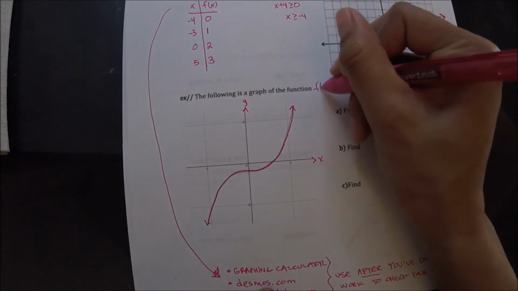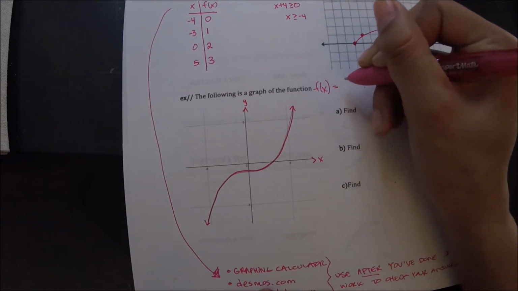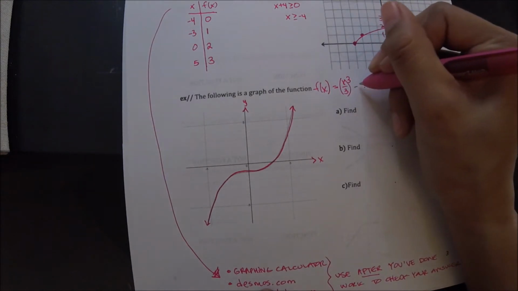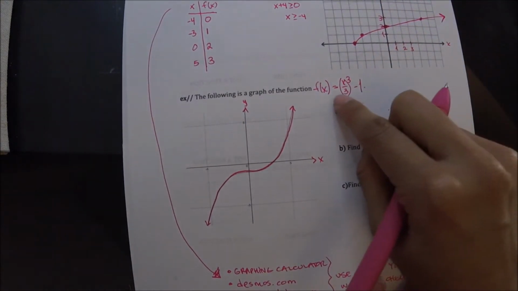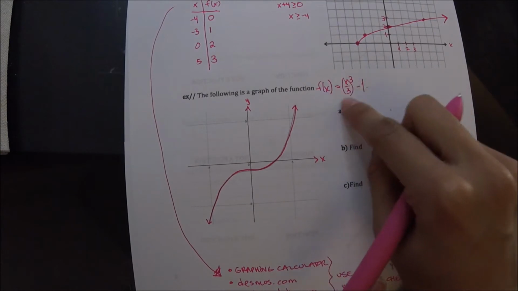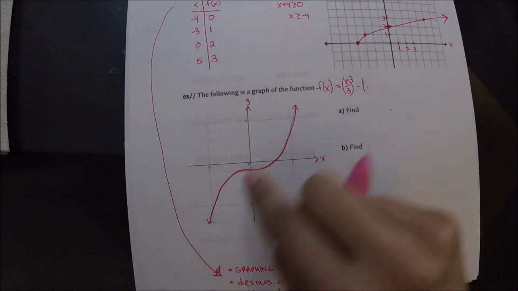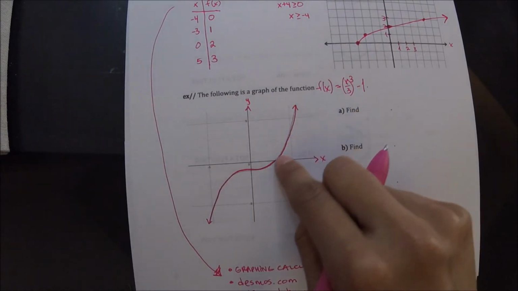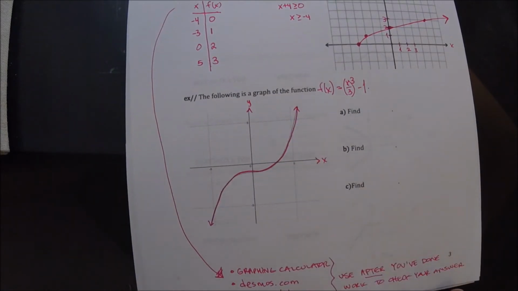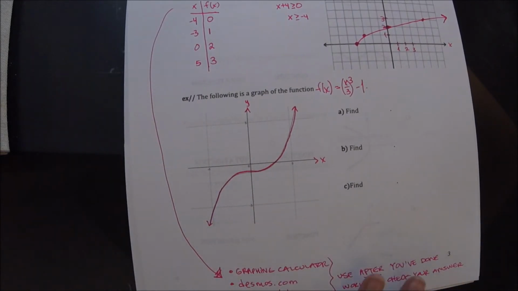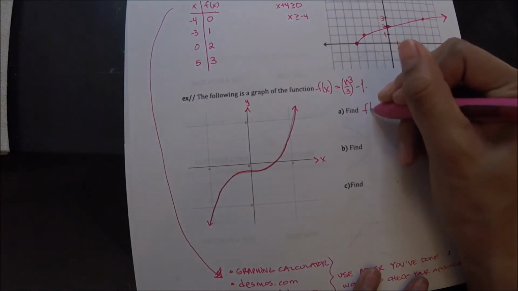And this graph is for the function f of x equals (x over 3) cubed minus 1. So if you graphed this function by plotting a bunch of points, plugging in values for x and seeing what got spit out, eventually you would plot a graph that looked like this. So we're going to use the graph to find values for the function.